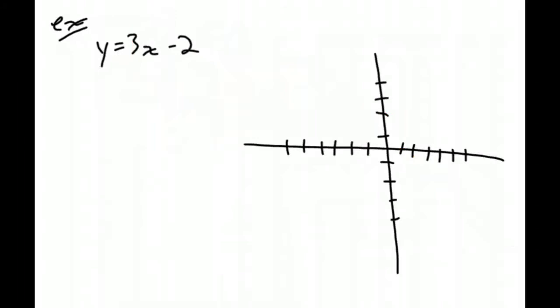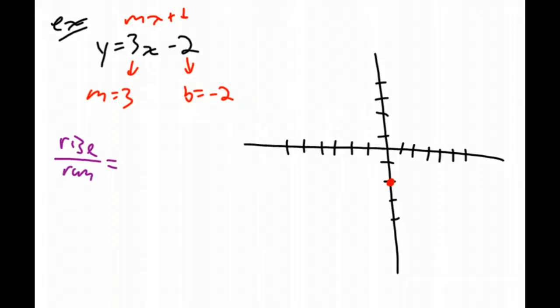Look at another example. Again, we have y equals mx plus b. So if I have mx plus b, then my m is 3 and my b is negative 2. My y-intercept is negative 2, so I know I'm going to be crossing my y-axis at negative 2. I know slope is rise over run.